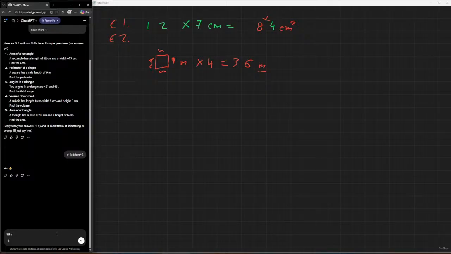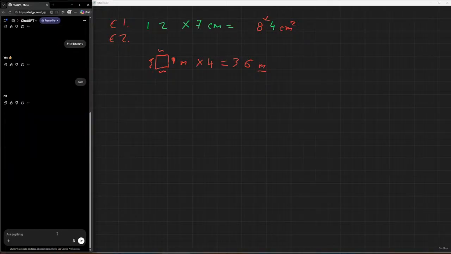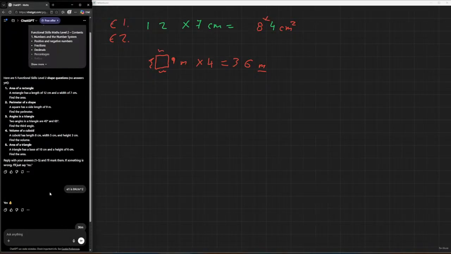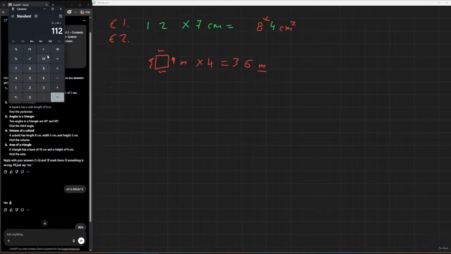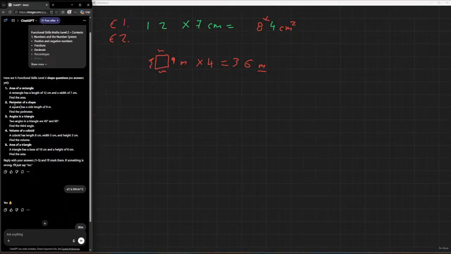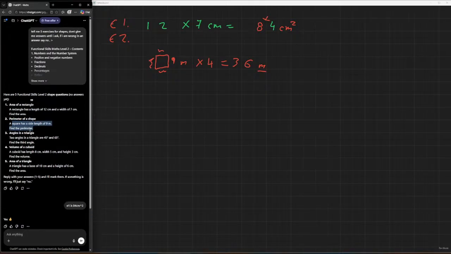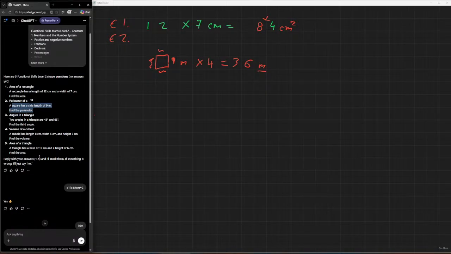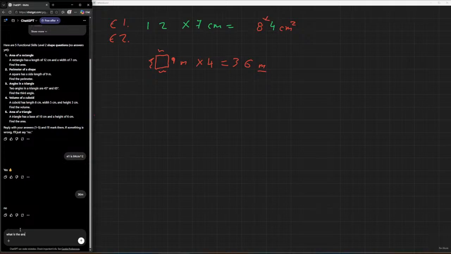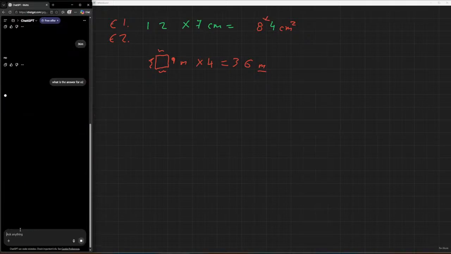36 m. But 9 times 4 is 36. Okay. A square has a length of 9 meters. Let's see. Okay, my answer was correct.